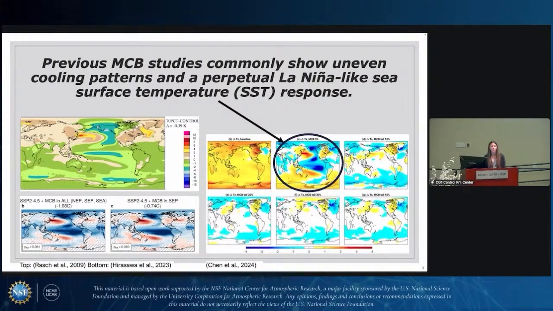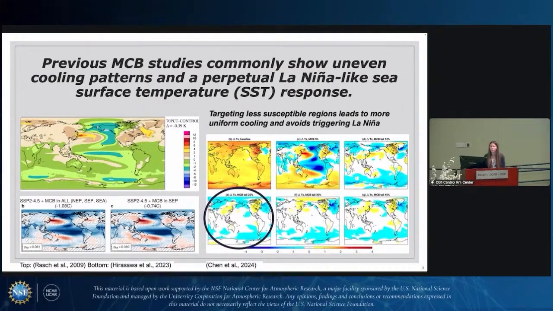Chen et al. 2024 explore susceptibility-based cloud seeding strategies, finding that by deploying MCB over the 5% of the ocean surface most susceptible to cloud seeding, they get these uneven cooling patterns and La Nina-like state. However, by targeting least susceptible regions over a larger percentage of the ocean, they're able to get a more uniform cooling pattern and also avoid triggering La Nina. They find that the 20% least susceptible scheme has the most uniform impact of the experiments they tested.